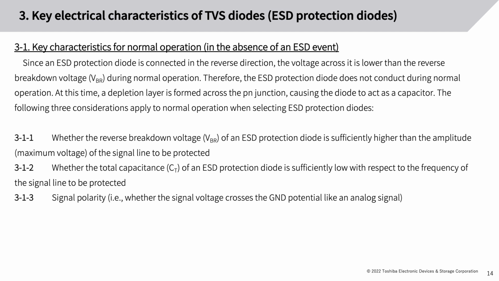The following three considerations apply to normal operation when selecting ESD protection diodes. 1. Whether the reverse breakdown voltage, VBR, of an ESD protection diode is sufficiently higher than the amplitude, maximum voltage, of the signal line to be protected. 2. Whether the total capacitance, Ct, of an ESD protection diode is sufficiently low with respect to the frequency of the signal line to be protected. 3. Signal polarity, i.e., whether the signal voltage crosses the ground potential like an analog signal.